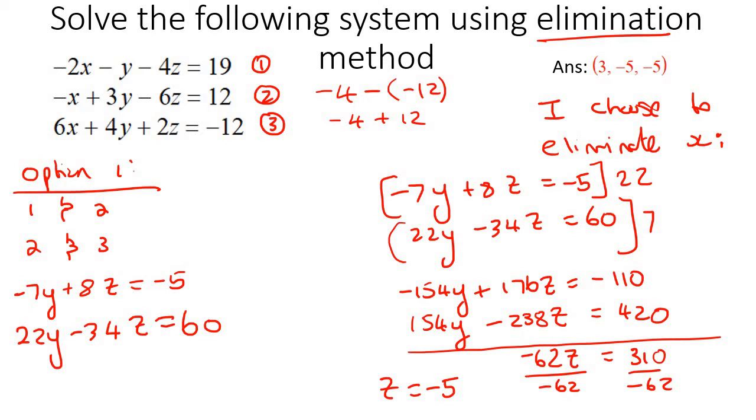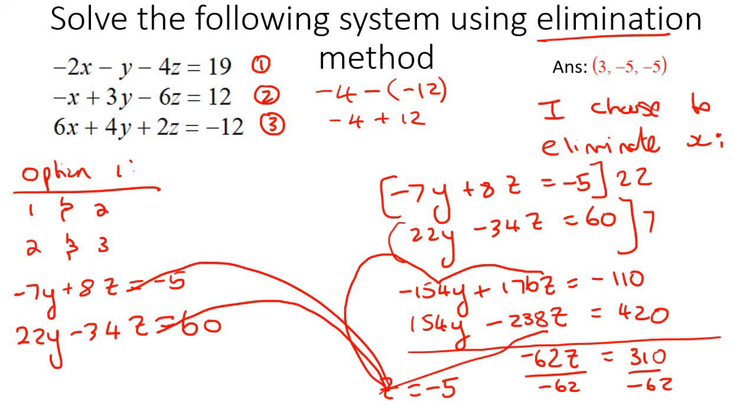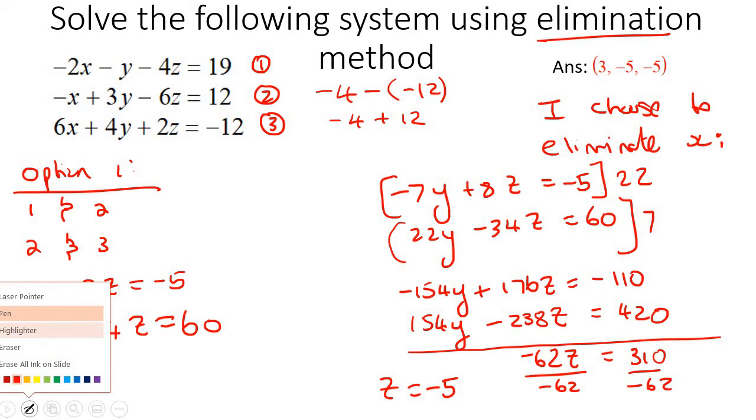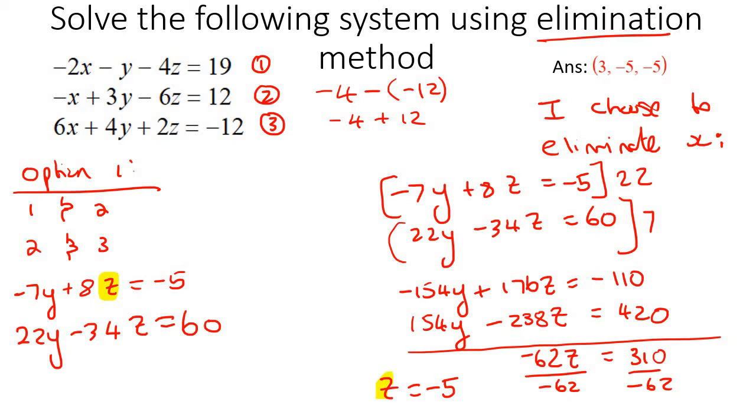Now to find y, you could plug that z back over there, or you could even plug it back into any of these modified ones. I mean, over there or over there. It really doesn't matter. This is why maths is beautiful. So I'm just going to plug it back over there. The numbers look small. So wherever I see a z, I'm just going to plug it in. Okay, so that's going to become negative 7y plus 8 times negative 5 equals negative 5. And so that's going to become negative 7y take away 40 equals negative 5.